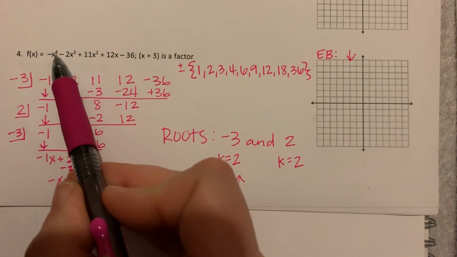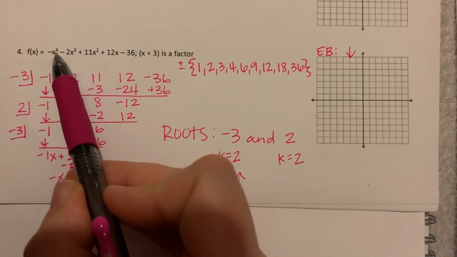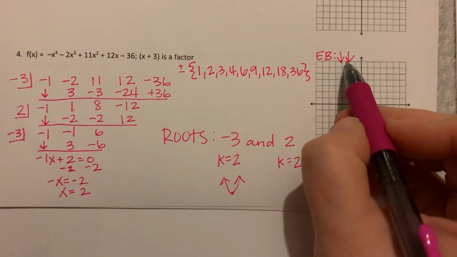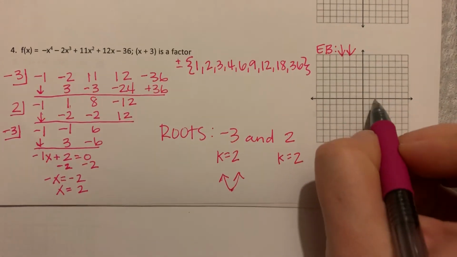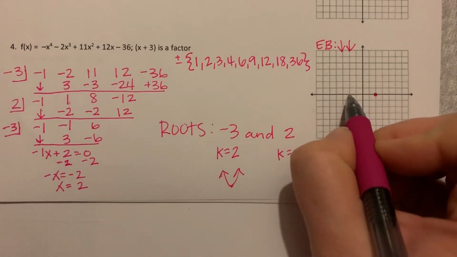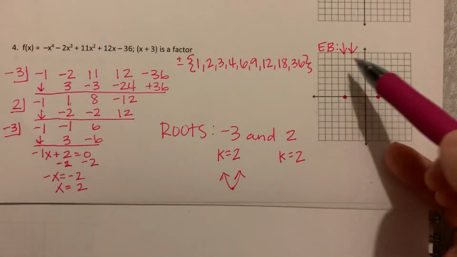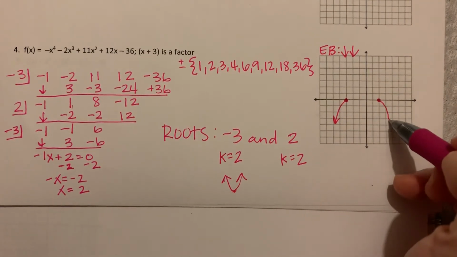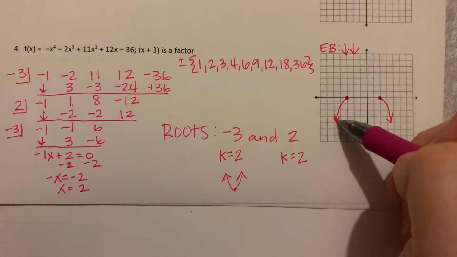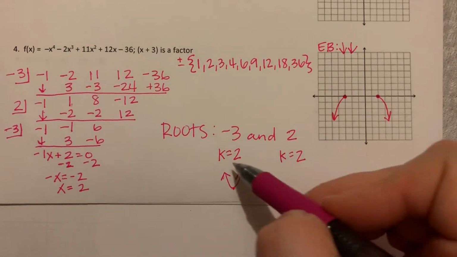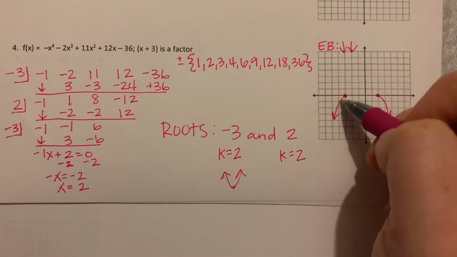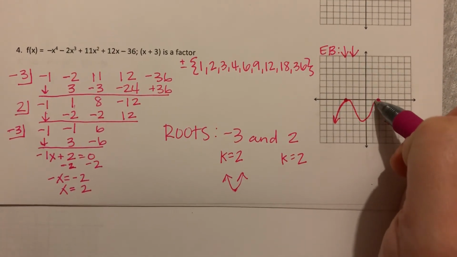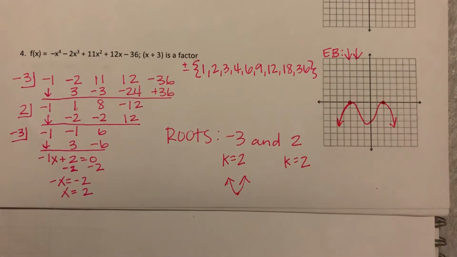Then look at your degree. The degree is even, so that means the left side is going to do the same thing. Okay, here are my roots, 2 and -3. Both of these sides are going down, so this is going down, it's going down on the right side. The other thing I knew was because the multiplicity is even, it's bouncing off. It's not crossing through here. It's going to bounce off. So it bounces off here. It's got to come back up and bounce off again. That's how you would sketch that one.